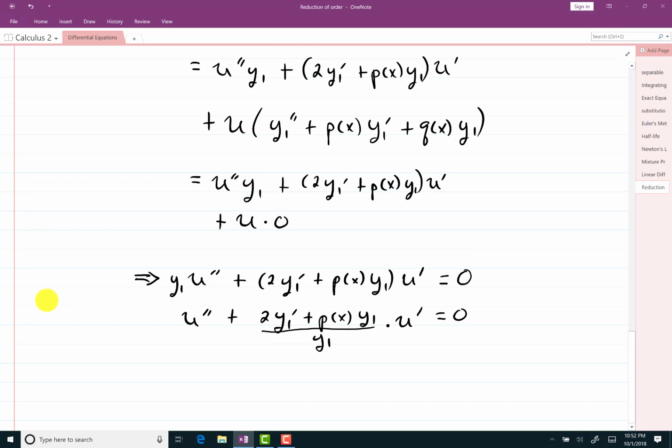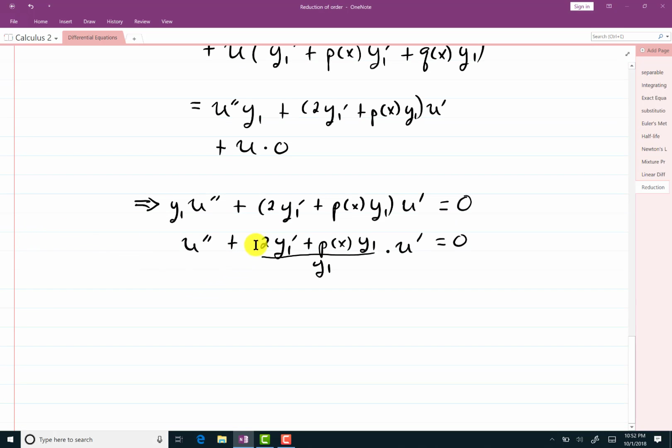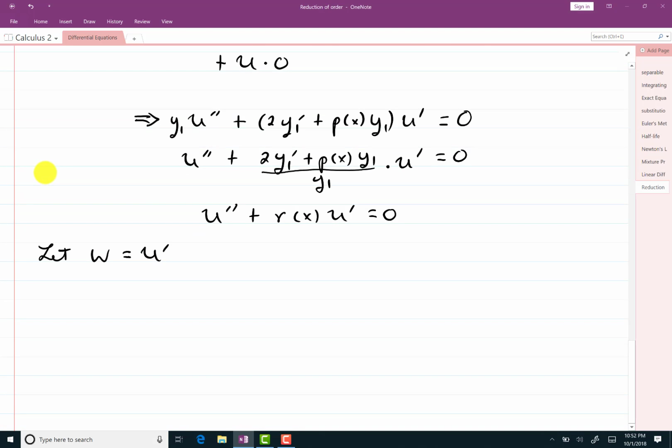And then just for the purposes of this illustration, I'm going to rename all of this. This is a function of x. So I'm just going to simply rename all that stuff as r of x. And all I'm getting at is now we have a type of problem that we can easily solve. You will let w equal u prime. With that in mind then, w prime will be u double prime, and we'll get w prime plus r of x w equals 0.